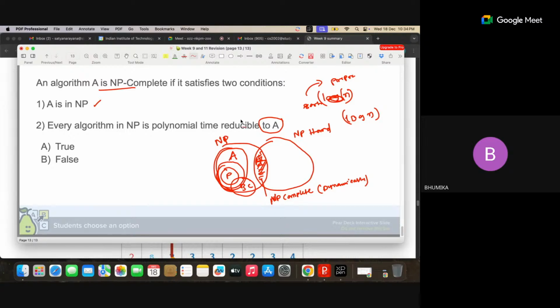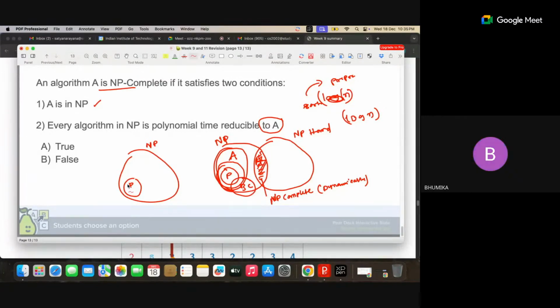So NP will include both the problems that can be solved in polynomial time and those that cannot be solved. This is NP. Here some problems are there already. They have got solutions in polynomial time. Clear?